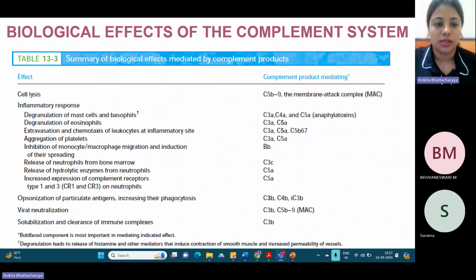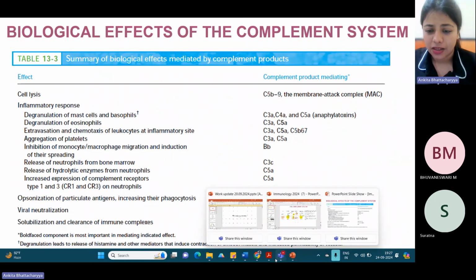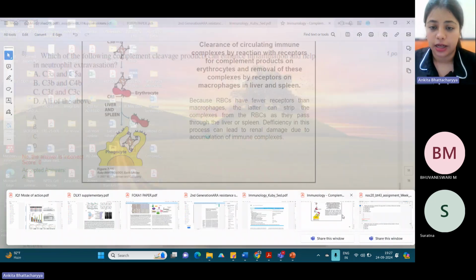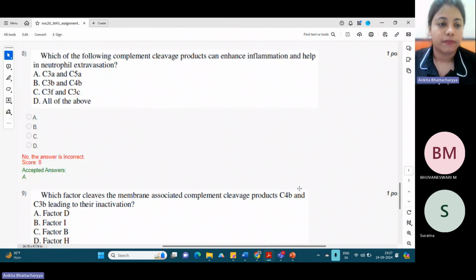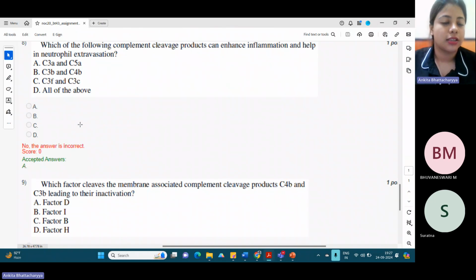So one of them is the interaction with neutrophils. You can see here that they release neutrophils from the bone marrow, and they release hydrolytic enzymes from the neutrophils, and then they're able to execute their activity. So that's why I gave this chart so that you can refer to it for your better understanding. So in this case, the correct answer would be C3a and C5a, which is option A.